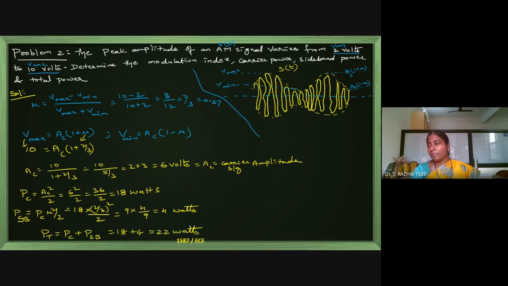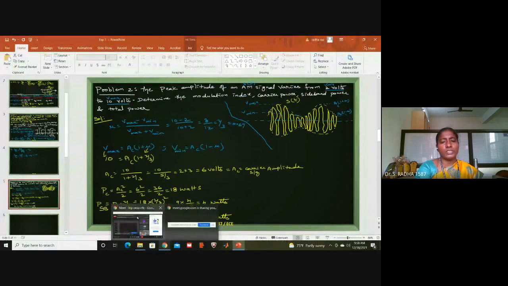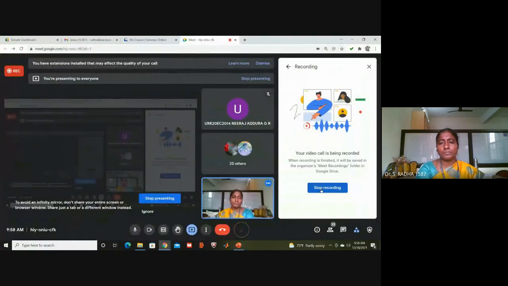Okay. So I completed calculating the modulation index, which is 2 by 3. Then the carrier power, which is 18 watts. Then sideband power 4 watts. Total power 18 plus 4, which is 22 watts.